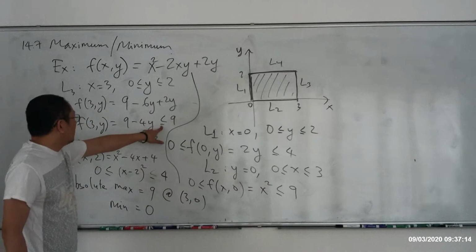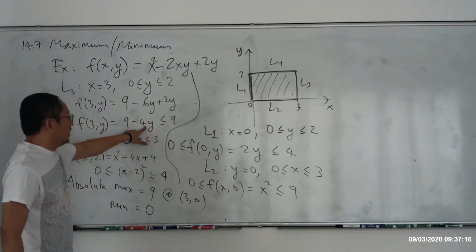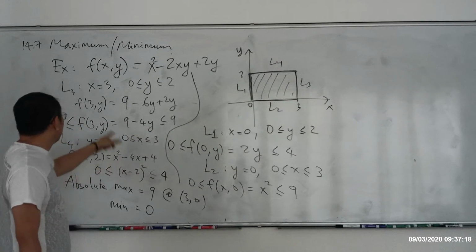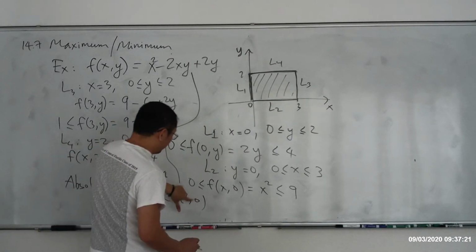What about right here? You got the absolute min at y equals 0. Yeah, y equals 0, then x equal to 3. Again, y is 0, x is 3. So it's the same point.